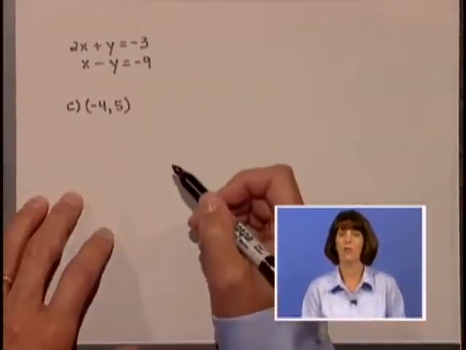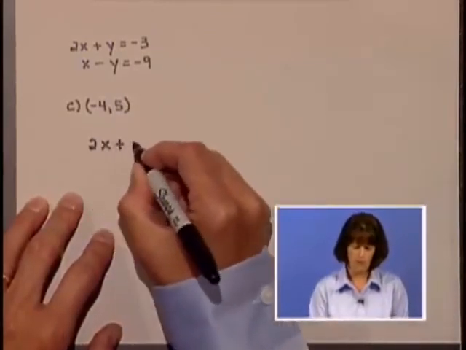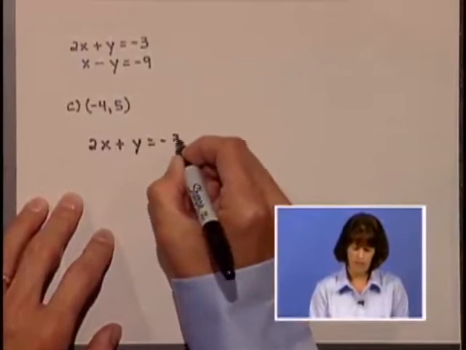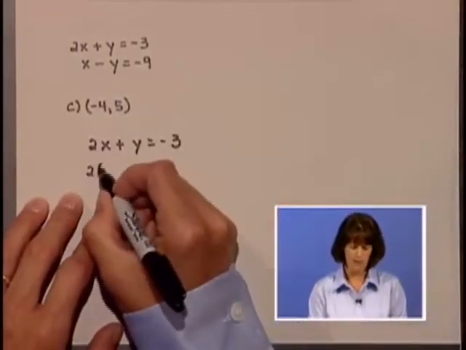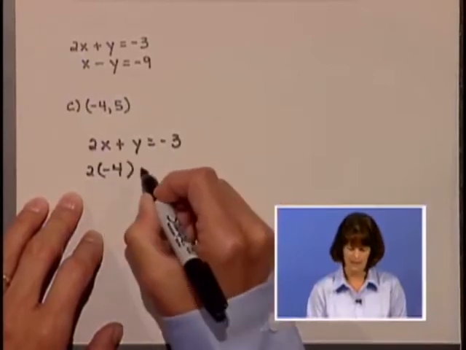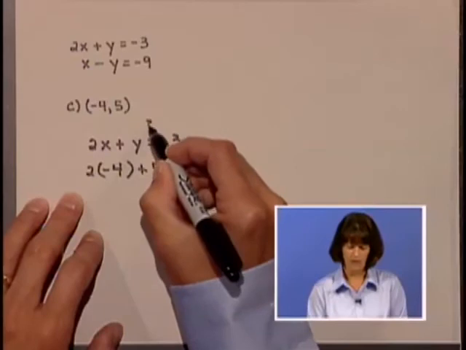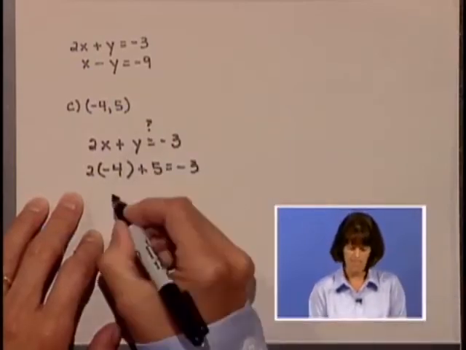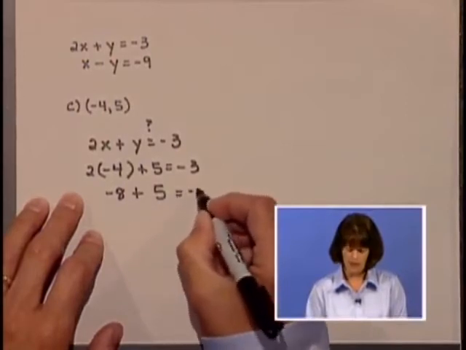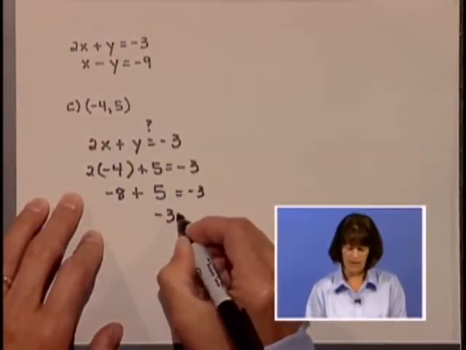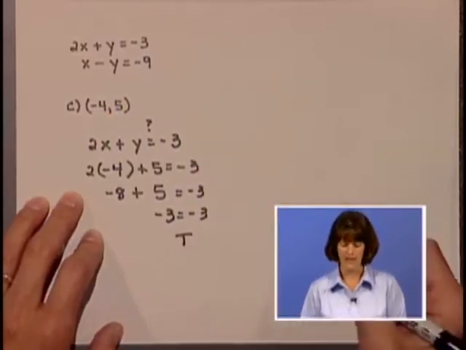Let's check that last point, (negative 4, 5). First, we'll plug in to the equation 2x plus y is equal to negative 3, substituting negative 4 for x, 5 for y. Is this indeed a true statement? Negative 8 plus 5 is equal to negative 3, and yes, there we've got a true statement. The point works in that one.